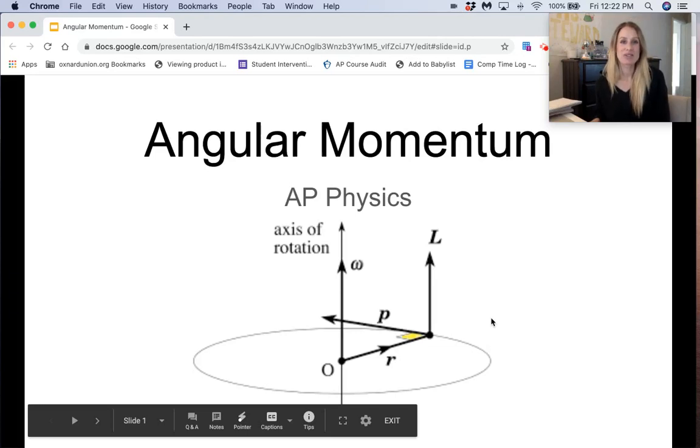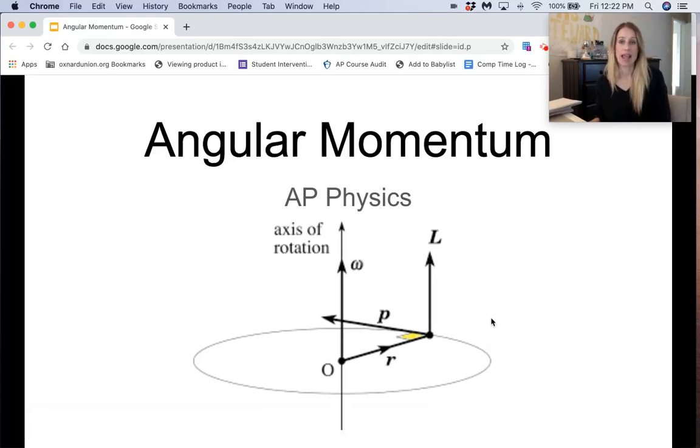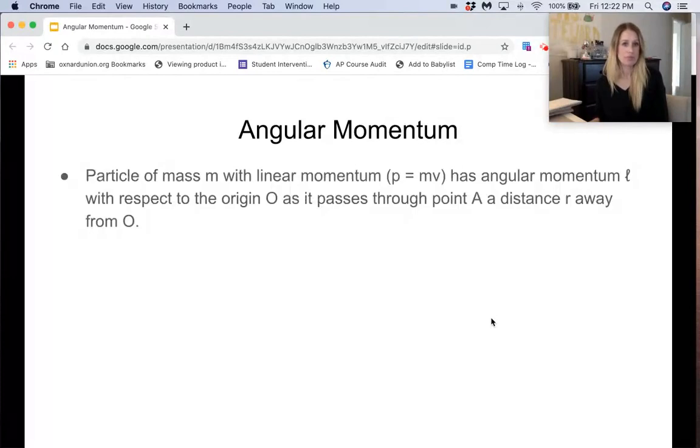Hi everyone! So today we are going to be talking about angular momentum. So when we have a particle of mass m that has a linear momentum denoted by p, which is equal to mass times velocity, and that has an angular momentum L with respect to the origin O as it passes through a point A distance r away from O.